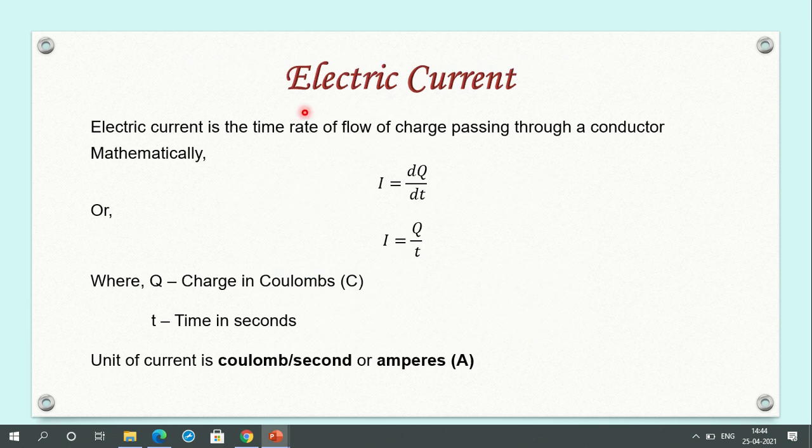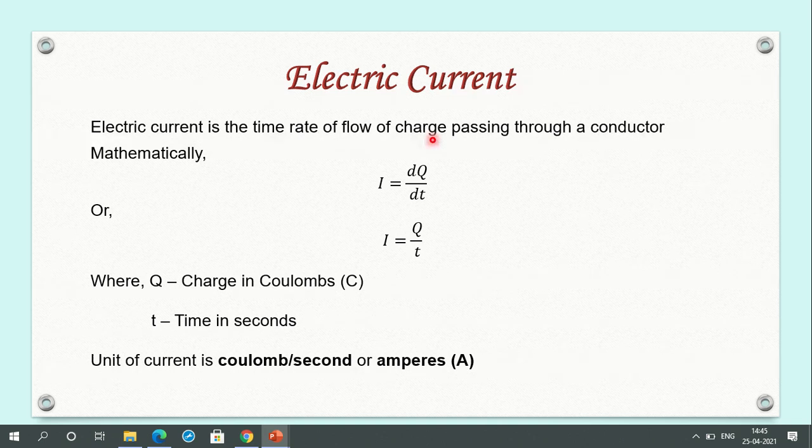So now the next term is electric current. Simply, we will define electric current as the flow of electrons. But the exact definition is that electric current is the time rate of flow of charges passing through a conductor. So it is the rate of flow of charges through a conductor.